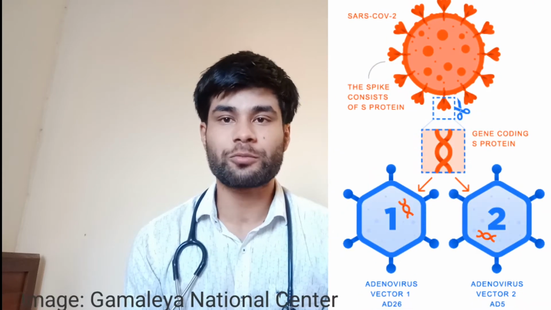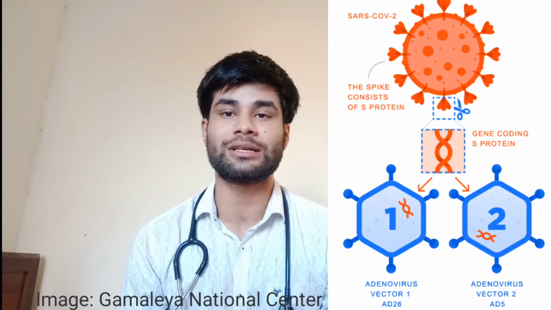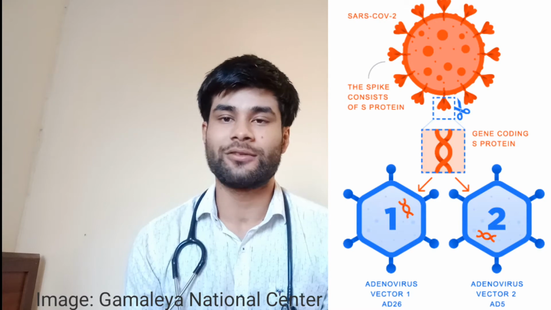First is vector virus vaccines. Vector virus is a virus that lacks genetic material responsible for reproduction and is used to transfer genetic material from one virus to another into a host cell. The vector virus vaccines against coronavirus are based on adenovirus as a vector that cause respiratory tract infection. Now the gene coding S protein of SARS-CoV-2 spike is inserted into the genetic material of vector virus.